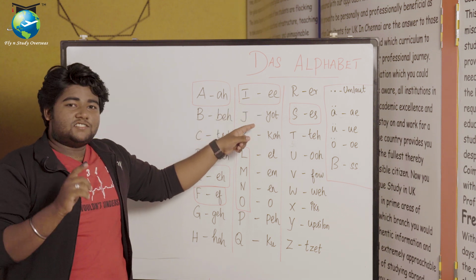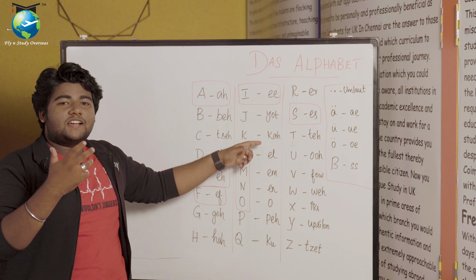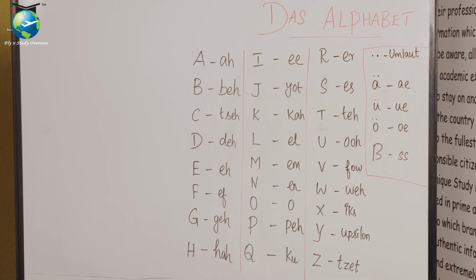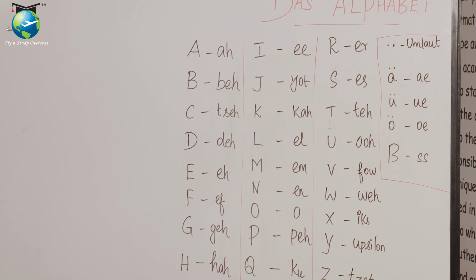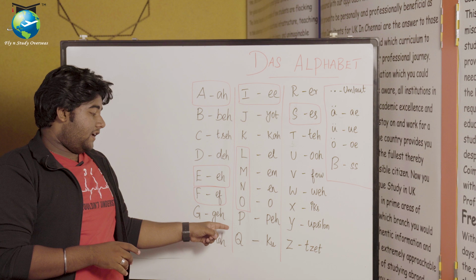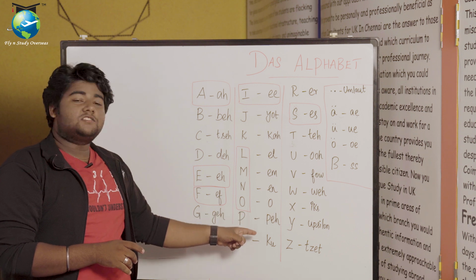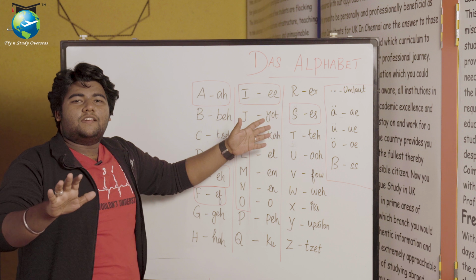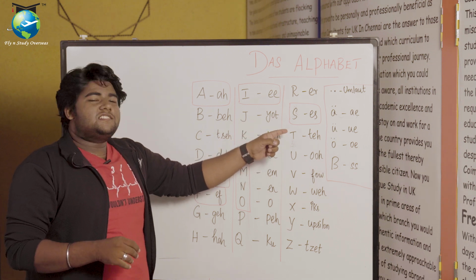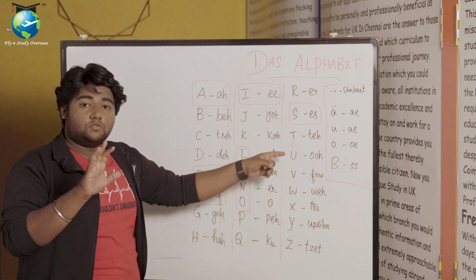For J, it is Yacht. For K, it is Ka. And for L, M, N, O, it is the same as English: L, M, N, and O. And for P, it is Pay. And for Q, it is Ku. And for R, it is R. For S, the same as English, S. For T, it's Te. For U, it's U.